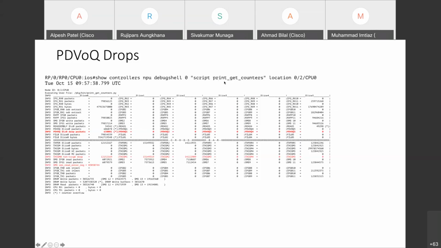So the script is print get counter based on the location, and it will give you all these counters. But for now, we are focused on the PD VOQ drop, and that will tell you that there is a drop in the VOQ. Now, this will only tell you a drop on slice 0. Within slice 0, you have 8 VOQs. Which VOQ is dropping the packet? We have to use certain other commands to go into that detail, and we'll talk about that in the next session. So, Akhilesh, how do you want to take it forward?